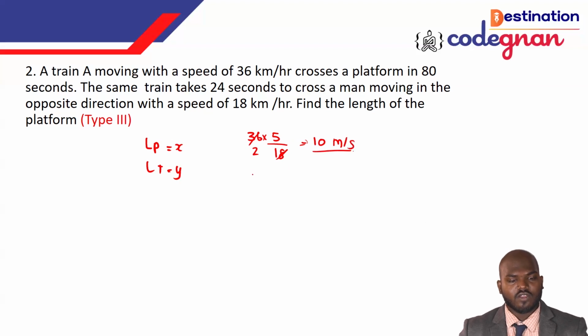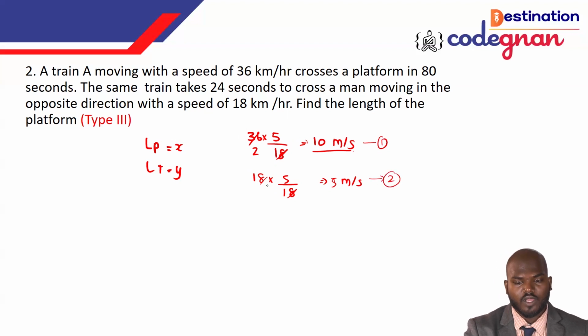And next, we have another speed, they have given us 18 km per hour. If you want to convert this, the 18 gets cancelled, and this gives me the value 5 meter per second. So this is the first train speed, and this is the second train speed they have given. Based on the questions, how can I take it up?